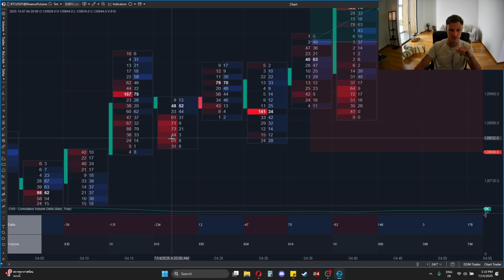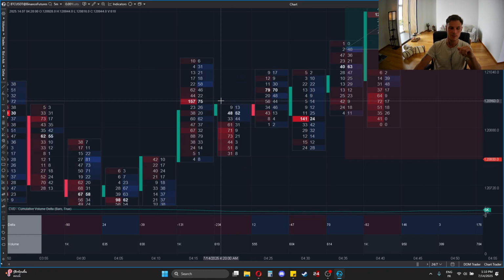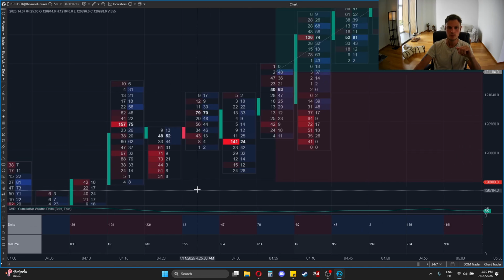All of these sellers here, this is really red, 71 versus 9, huge imbalance. You got 7 times more sellers than buyers in this particular price line here. 73.21, 44 versus 3, 51.8, 31.8, right? You have stacked imbalances here, right? Stacked meaning they're all above each other, right? And here you have a lot of sellers and very little buyers. These are all imbalances right after each other. And again, that candle is bullish. Not a big bullish candle, but minus 234 bullish candle.